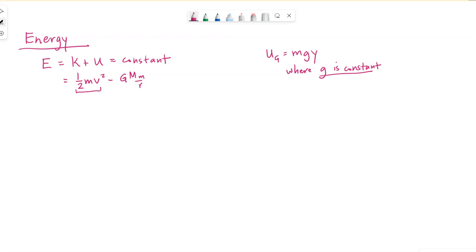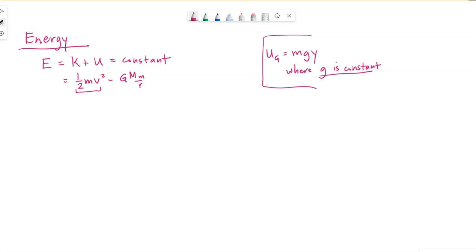But if we start talking about launching a satellite into space, for example, g is 9.8 near the Earth, but the satellite will not stay near the Earth. So g will not be constant. And so we cannot use mgy in any problem dealing with orbits, dealing with launching projectiles into space, or asteroids coming to Earth, anything dealing with large distances.